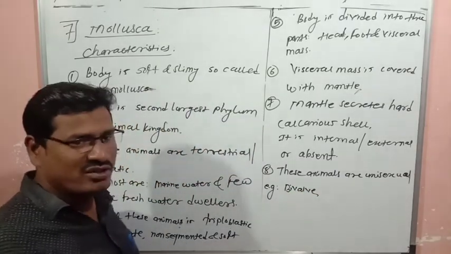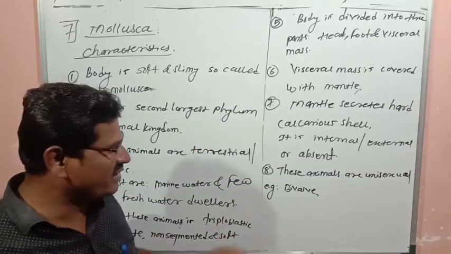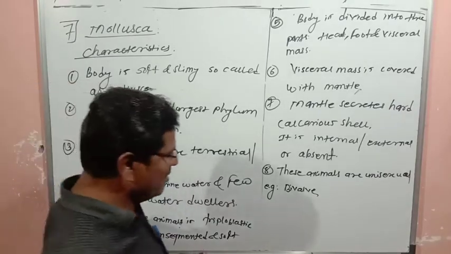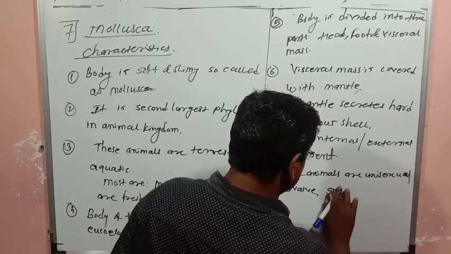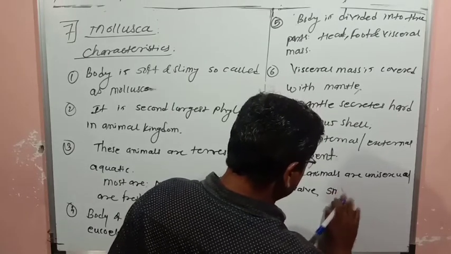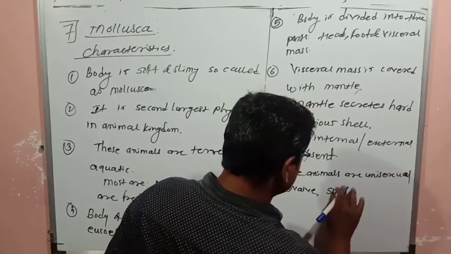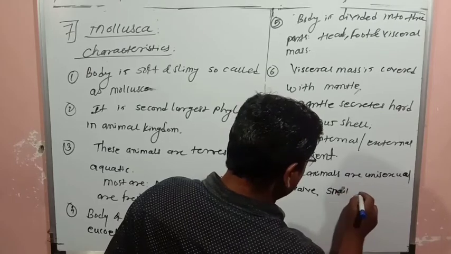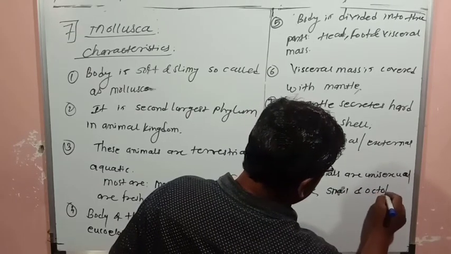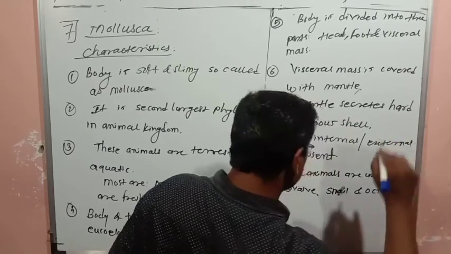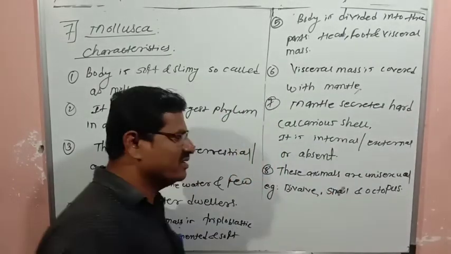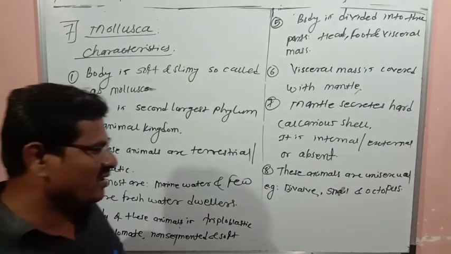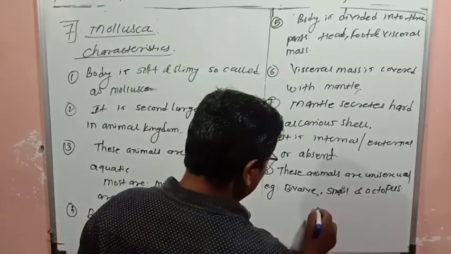Lobster you cannot take as an example. Snail and octopus. So bivalve, snail and octopus, these are the examples. And in that you can draw the diagram of octopus.